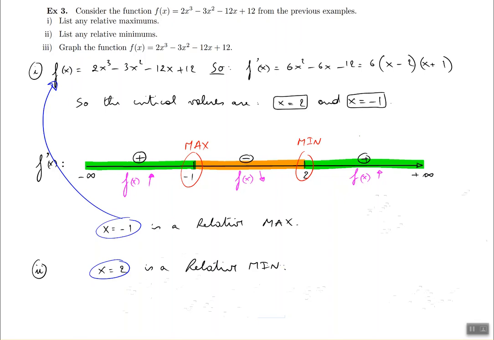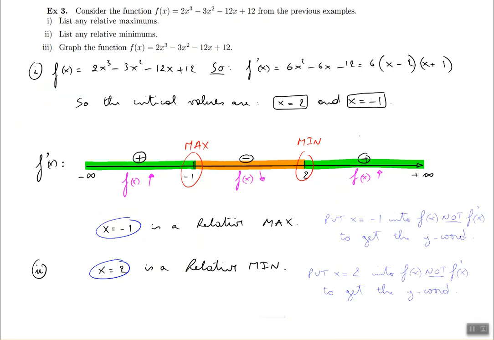So again, if you want to know how low this minimum is, you take the 2 and you put it into the function. So I'll just write it in a faint notation on the side. I'm writing put x equal to -1 into the function f of x, not into f prime, to get the y coordinate. And same thing again for the 2. So if you're interested in the y coordinate, you put the numbers into the function f of x.